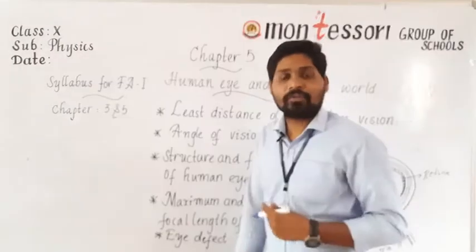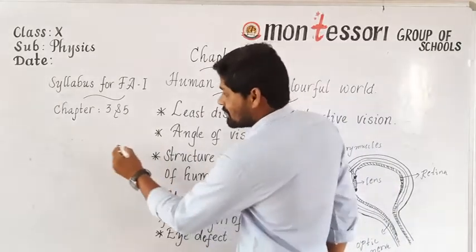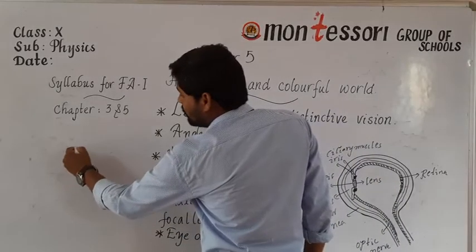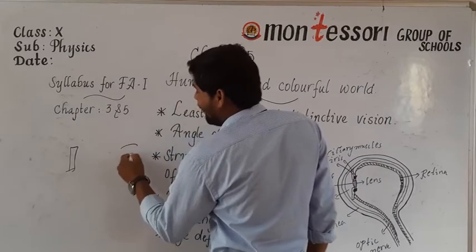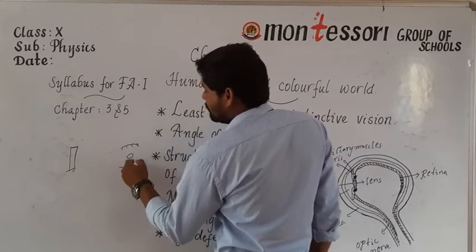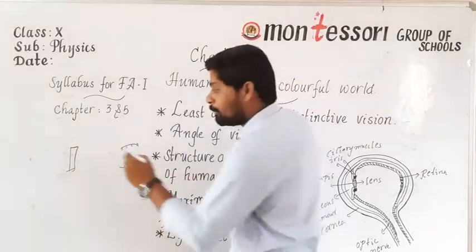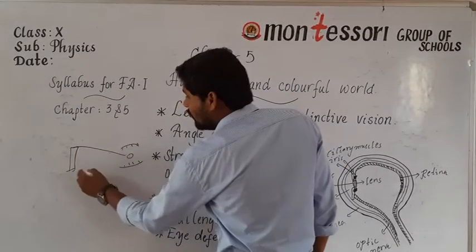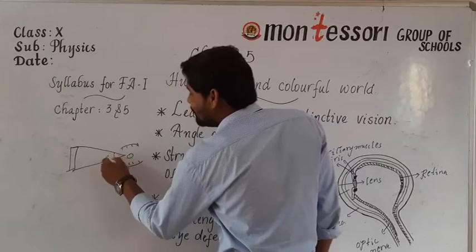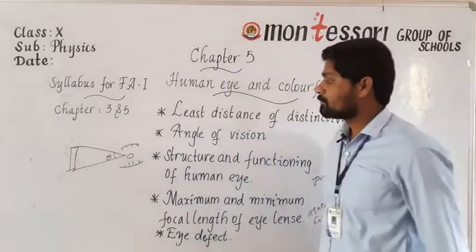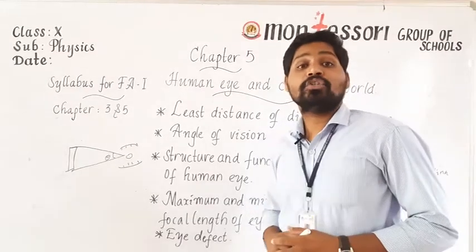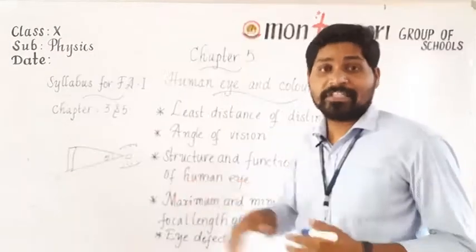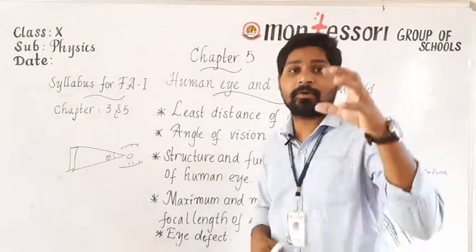Generally, whenever you see an object, the rays coming from the top and bottom of the object, for example this is one object and this is your eye, will make an angle theta at our eye. If this angle is below 60 degrees, then we are able to see the whole object. If it is more than that, then we can see only part of the object.